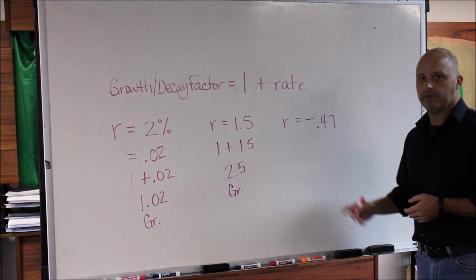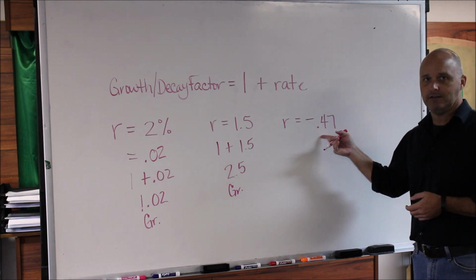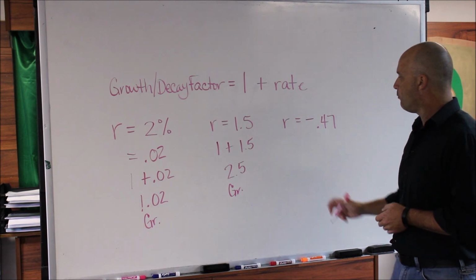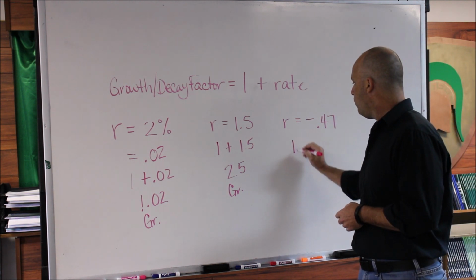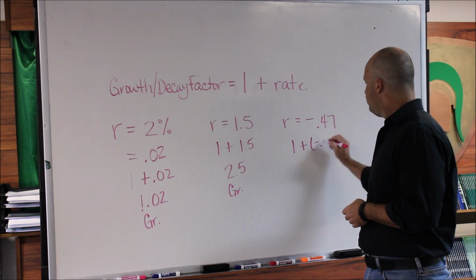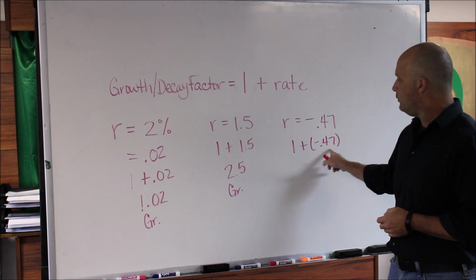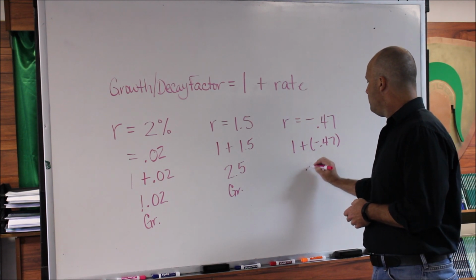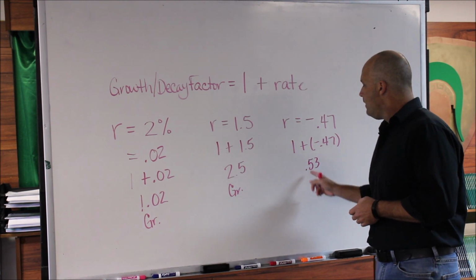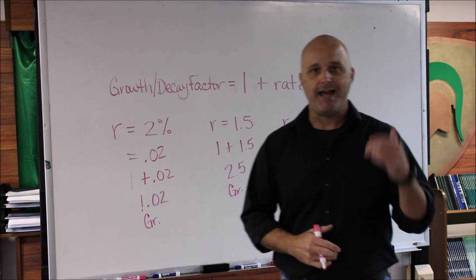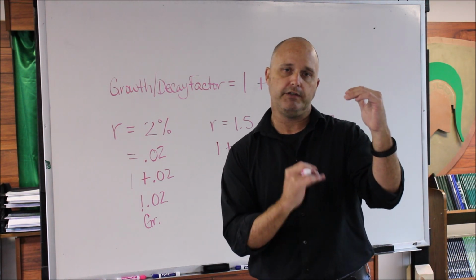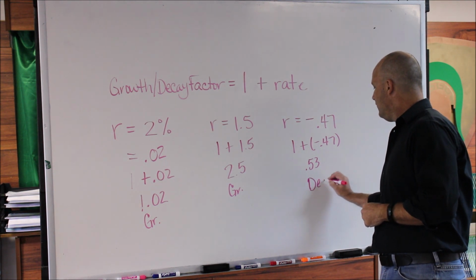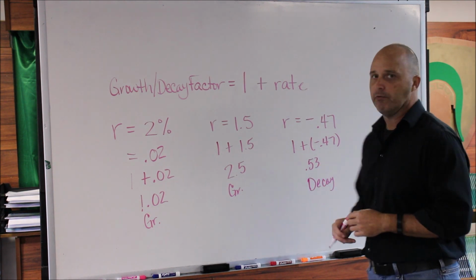Now, what if you have a decimal that is less than 0? So you get a negative decimal, so negative 0.47. We'll just follow the same thing, 1 plus negative 0.47. So you're subtracting 0.47 from 1, which is going to give you 0.53. What this tells you is that because that is below 1 but greater than 0, what you've got there is a rate of decay rather than a rate of growth.